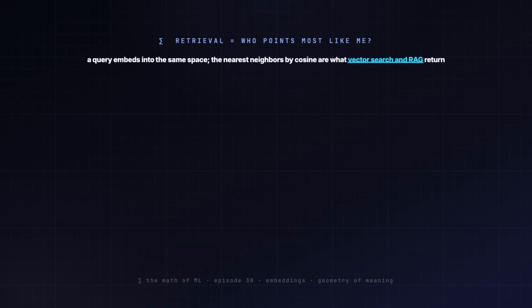This is the heart of modern AI search. Word, sentence, and image embeddings all live in such spaces. When you ask a question, a retrieval system embeds it and grabs the nearest neighbors by cosine. That is exactly how vector databases and RAG pipelines feed relevant documents to a language model. Nearest neighbor retrieval is just: who points most like me.